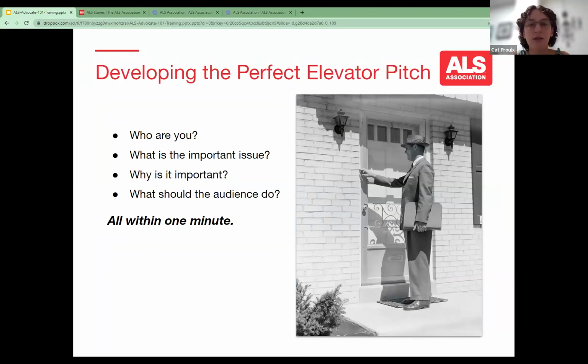So your elevator pitch is essentially, and the time frame can change, but within essentially 30 seconds, a minute, 2 minutes, you want to accomplish who you are, what is the issue that's important to you, why is it important, and what should the audience do. So very similar to our framing of a good advocacy message and that call to action. It's a very similar thing, but your elevator pitch is really getting it down to a short amount of time.